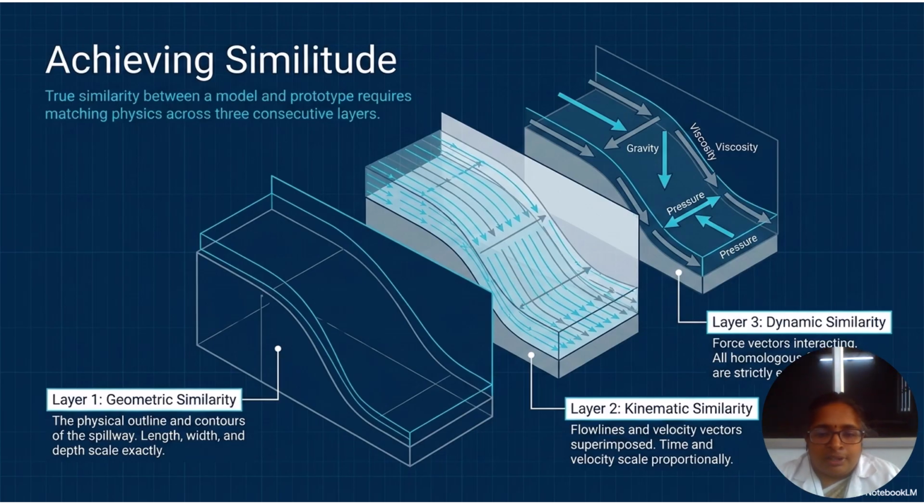The next one is achieving similitude. Similitude means the true similarity between a model and a prototype requires matching physics across three consecutive layers. First one is geometric similarity, second one is kinematic similarity, and third one is dynamic similarity. The physical outline and contours of the spillway, that is length, width, and depth scale, are exactly matched for a model and a prototype. It is called geometric similarity.